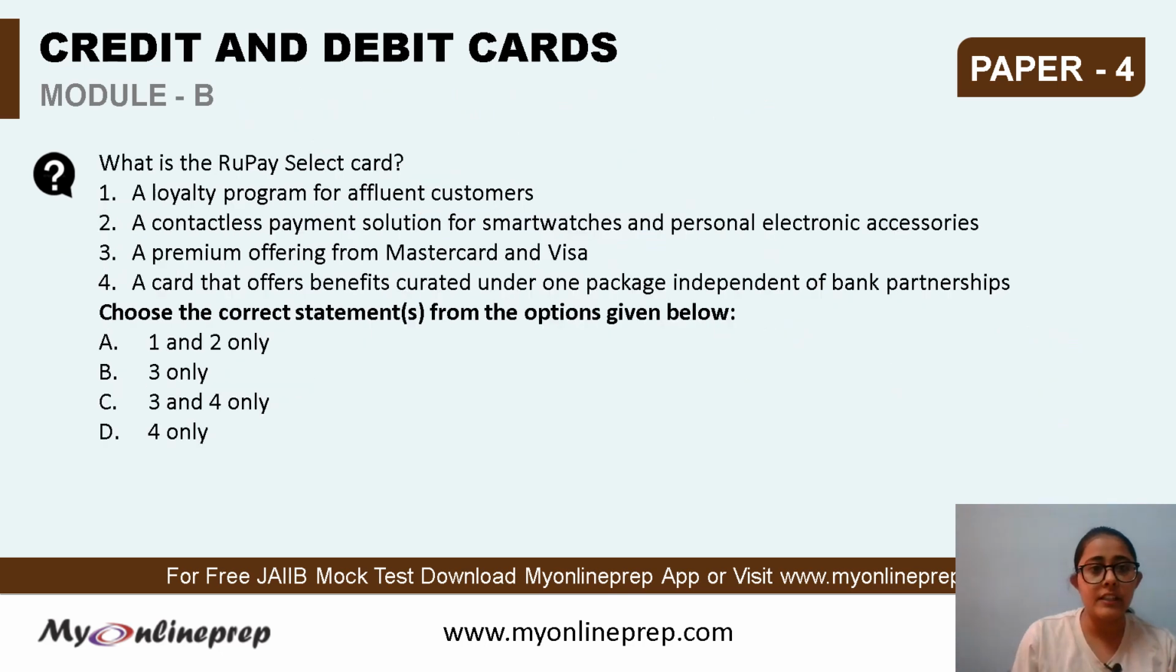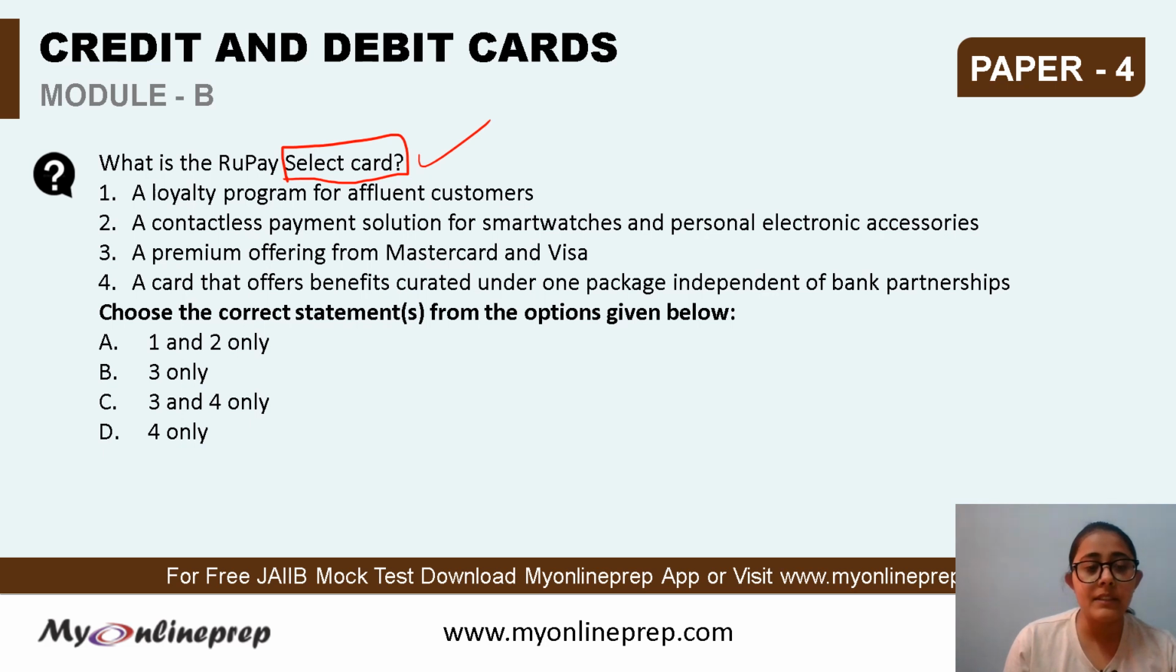Right. So the next question is, what is the RuPay Select card? It is asking about RuPay Select. Again, it is a statement type question. Four statements are given to you and you have to choose the correct statement. First statement is a loyalty program for affluent customers. Second statement is a contactless payment solution for smartwatches and personal electronic accessories. Third statement is a premium offering from the MasterCard and Visa. And the fourth statement is a card that offers benefits curated under one package independent of the bank partnerships. These are the four statements and you have to choose from the given options which statements are correct regarding the select card. Options are 1 and 2, 3 only, 3 and 4, and 4 only.